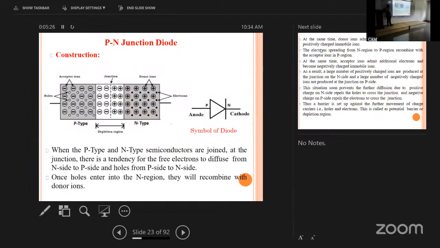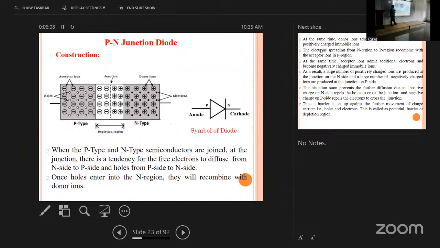So here, it is a P-type material, and it is an N-type material. The contact surface is called the depletion region. In P-type material, holes are the majority charge carriers. Inside, charge will move, electrons will move, holes will move. So who will take the charge? In P-type material, holes are the majority charge carriers. In N-type material, electrons are the majority charge carriers.